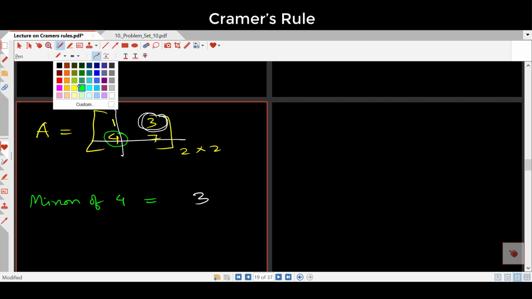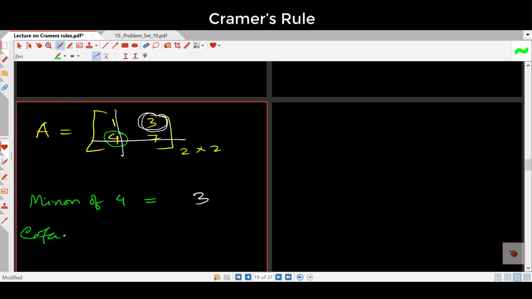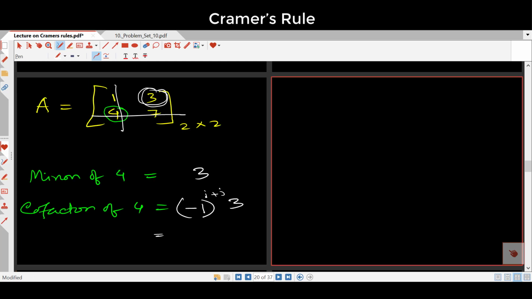Now if we have to find the cofactor of 4, that is also 3. But before 3, is it plus or minus? That we have to determine. That can be found by minus 1 power i plus j. i is denoting row and j is denoting the column position. So 3, where is it? It is at first row, second column.